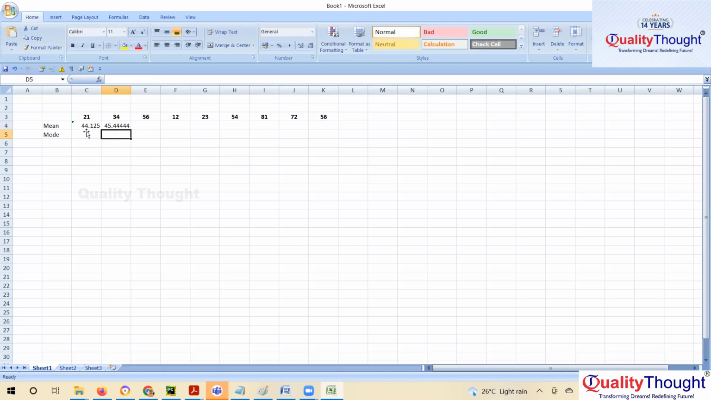Okay, what is the mode here? Number 56 is occurring twice. Everything else is occurring once. So the mode is 56. What is the median?